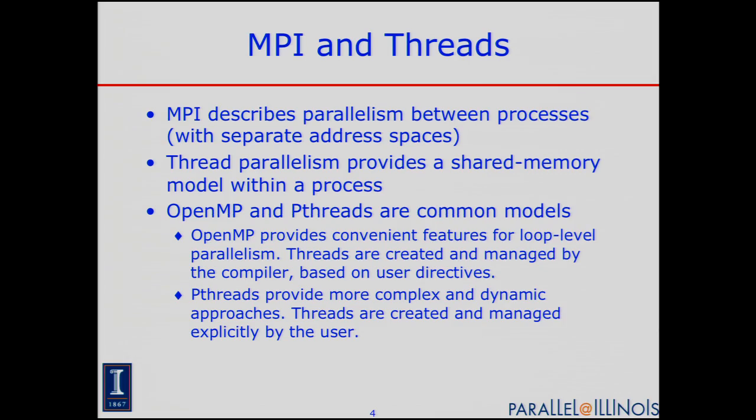So MPI describes parallelism between processes, and each process has a separate address space. As you've already heard, thread parallelism gives you a shared memory model. So you have an address space, but you have multiple program counters effectively. OpenMP and P-threads are really common models.